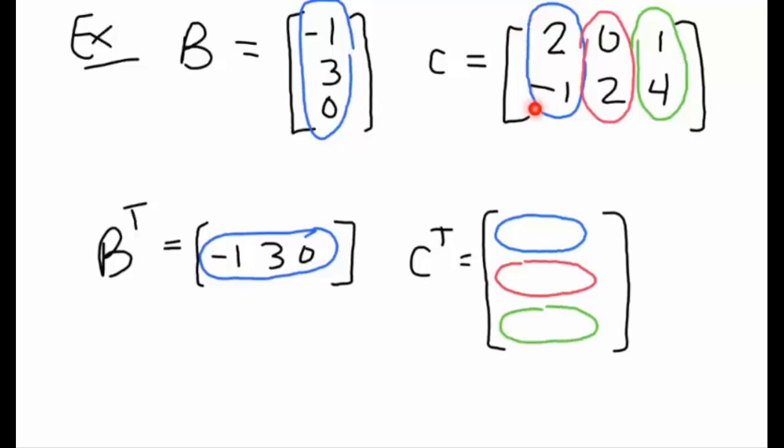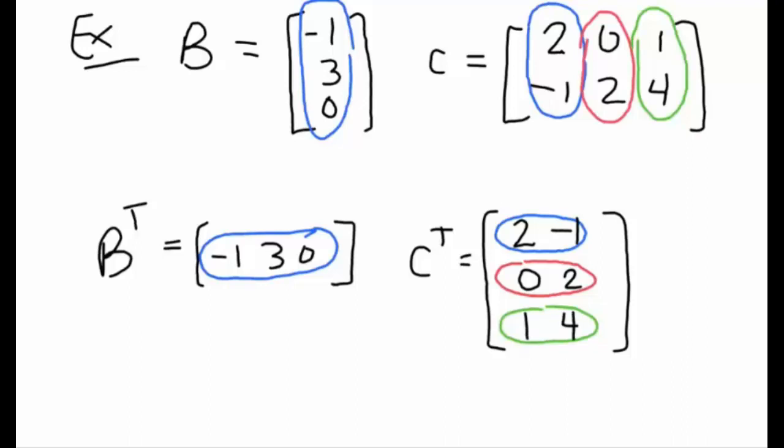Let's go ahead and put our numbers in. Our first column becomes our first row. So in our blue row we have 2 and -1. In our red row we have 0 and 2. And in our green row we will have 1 and 4.